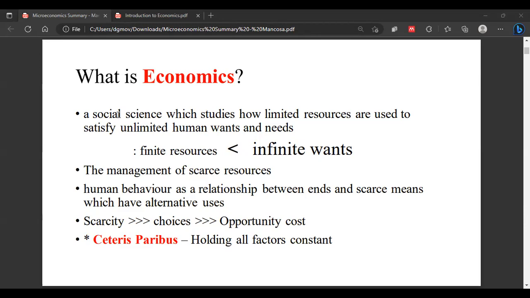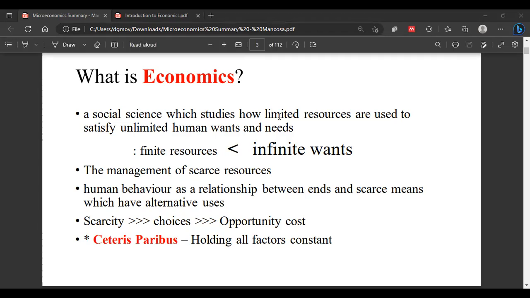So our resources have many alternative uses. Your money, you can use it for so many different things, but you have to make a decision. So when you are faced with this problem of scarcity, which is the fundamental economic problem, resources are limited. And when we are faced with scarcity, a choice has to be made. So when we study economics, we simply want to understand what influences this choice.